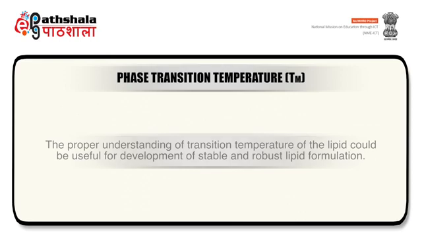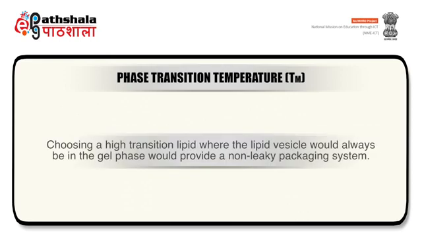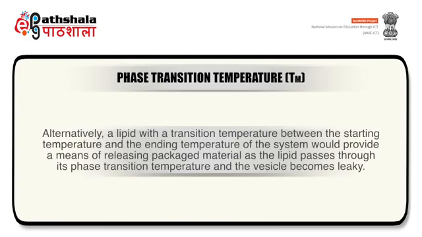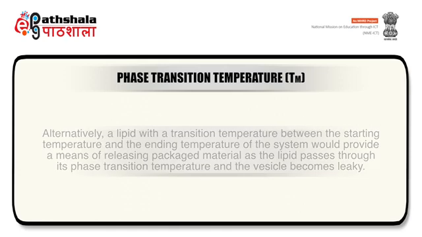robust lipid formulation. Choosing a high transition lipid where the lipid vesicle would always be in the gel phase would provide a non-leaky packaging system. Alternatively, a lipid with a transition temperature between the starting temperature and the ending temperature of the system would provide a means of releasing packed material as the lipid passes through its phase transition temperature and the vesicles become leaky.